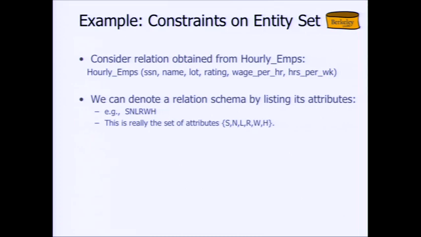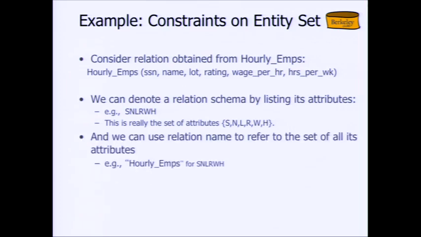Which, for the benefit of making it easier to say, I will pronounce as Snillerwood. All right? So we're going to talk about Snillerwood today a fair bit. It's our example. Just think of it as that set of attributes. We can also use the relation name if we're talking about all the attributes. Rather than saying Snillerwood, we could say HourlyEmps. But sometimes we'll look at subsets of the attributes, so we'll want to write them down.